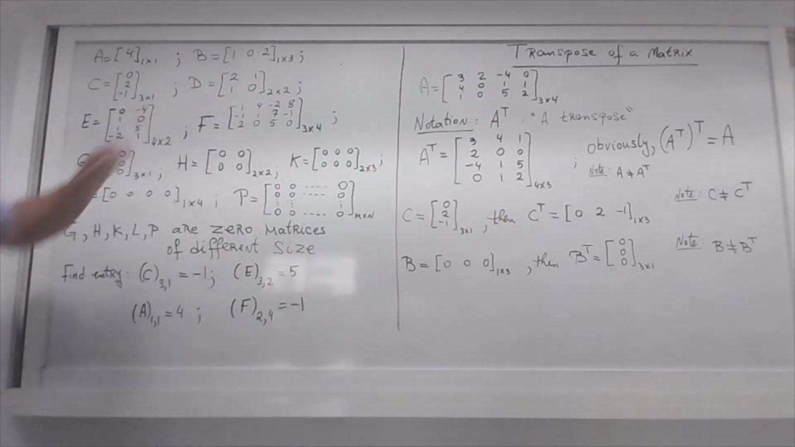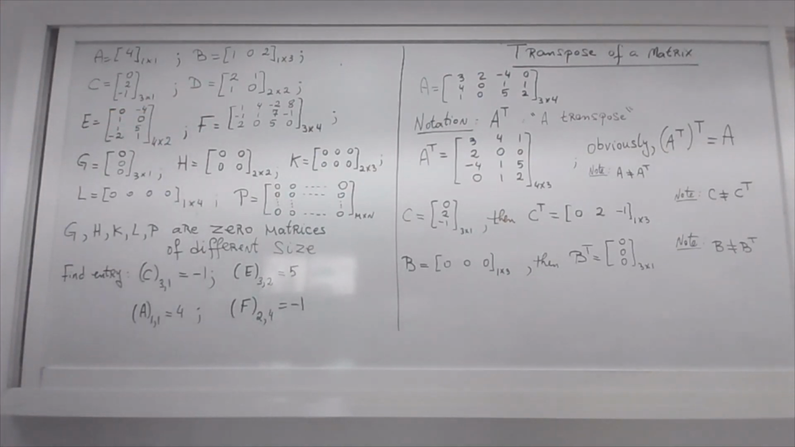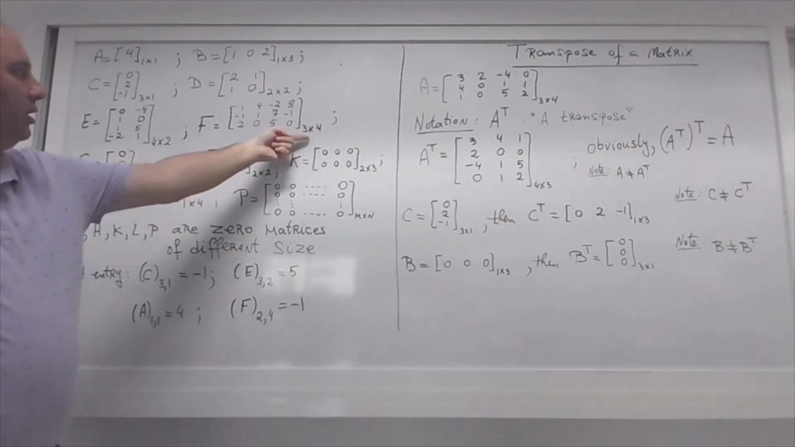We also call matrices that have the same number of rows and columns square matrices, so matrix D will be square. Matrix E has 1, 2, 3, 4 rows and 2 columns, so its size is 4 by 2. Matrix F has 3 rows and 4 columns, so its size is 3 by 4.